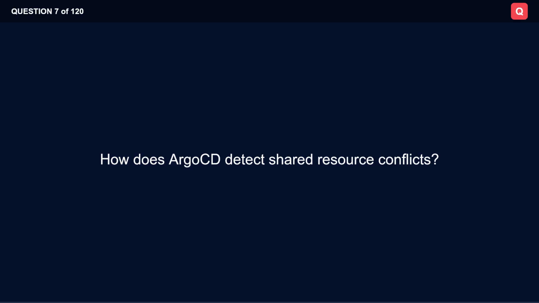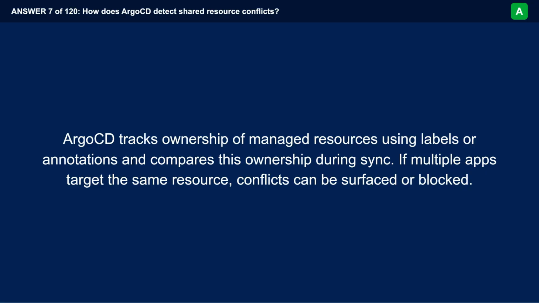How does ArgoCD detect shared resource conflicts? ArgoCD tracks ownership of managed resources using labels or annotations and compares this ownership during sync. If multiple apps target the same resource, conflicts can be surfaced or blocked.